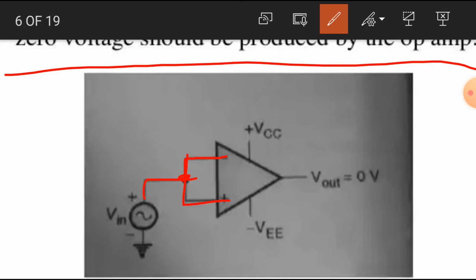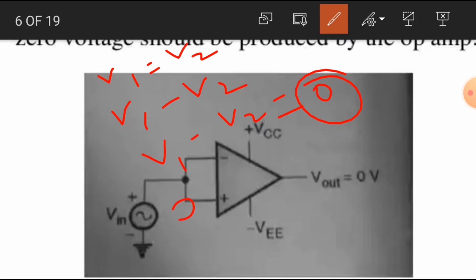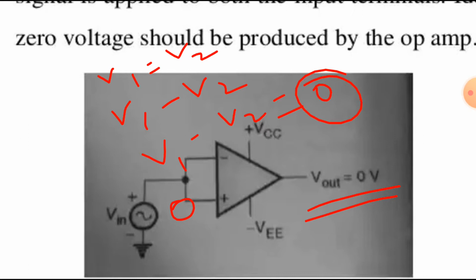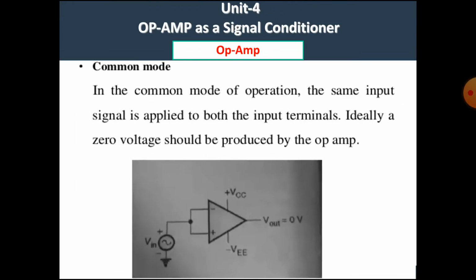That means here V1 is equal to V2, but the op-amp is a differential amplifier, hence it can amplify V1 minus V2, but V1 equals V2, hence V1 minus V2 has the value 0. Its differential value is 0, then ideally the op-amp cannot amplify anything, hence the value of Vout is also 0 volt. I hope you all understand this common mode connection.